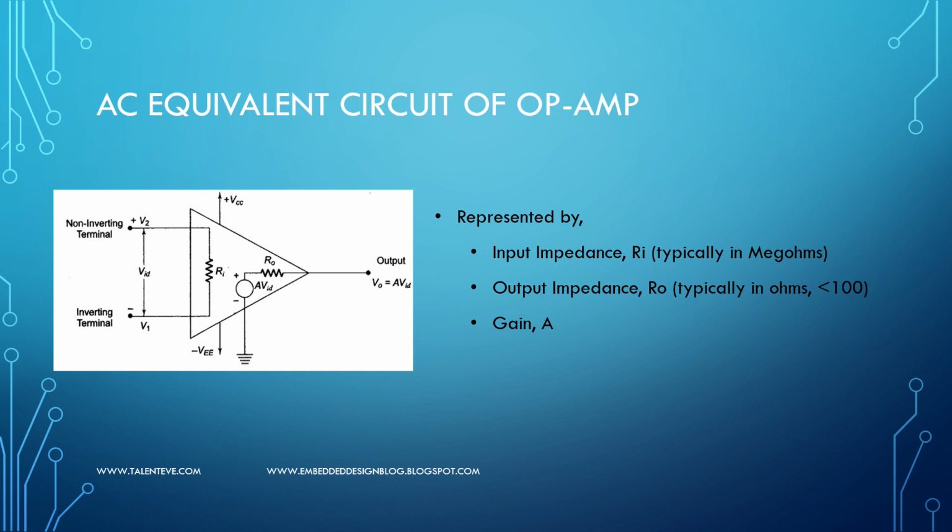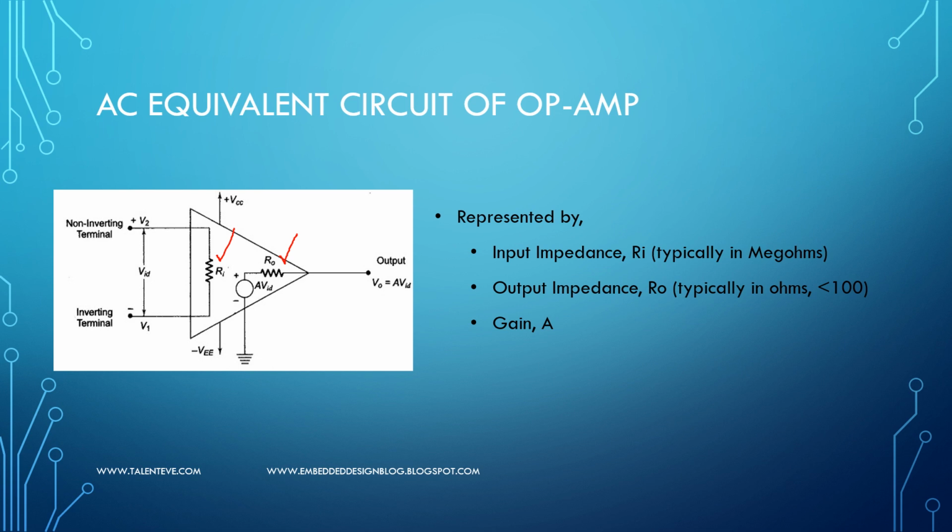So we have discussed previously that the op amp will have an input impedance and then an output impedance. So basically you can see here the input impedance is represented by Ri, whereas the output impedance is represented by R naught, and the output is seen here as V naught.